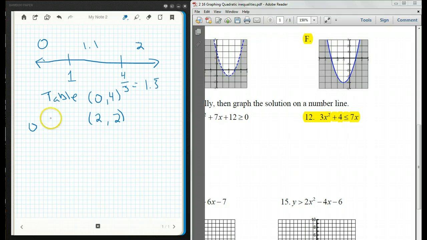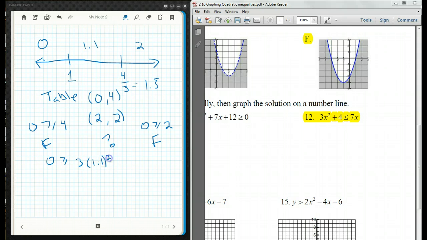Then I have to determine whether or not I have a true or false statement. So 0 was greater than or equal to y value 4, or 0 was greater than or equal to y value 2. In both cases, the outside ors are both false. So what about our center?